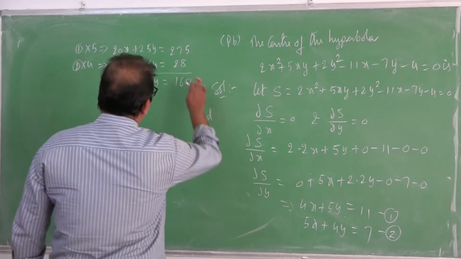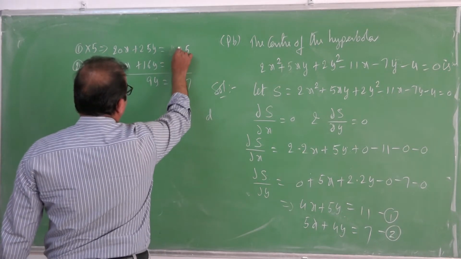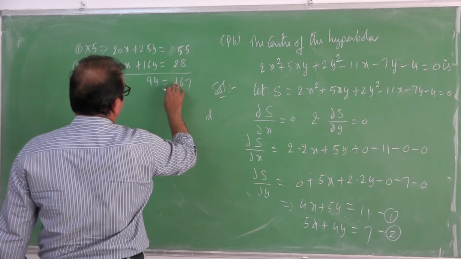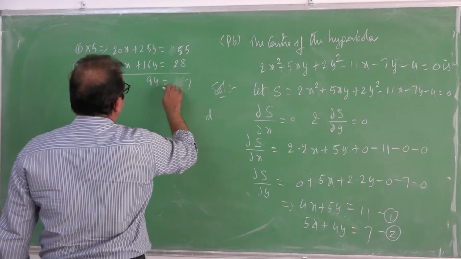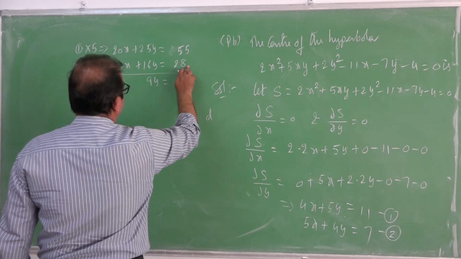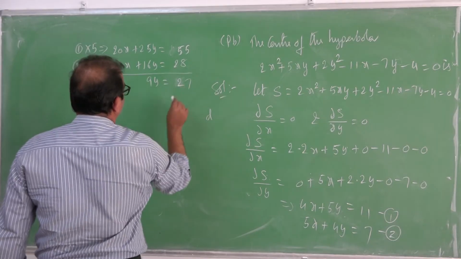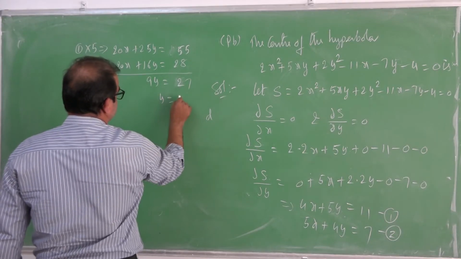Here I am multiplying with 5, you get 55 only here. Here it is 55. 55 minus 28 is 27, and 4 minus 2... So y is equal to 27 by 9, which is 3.